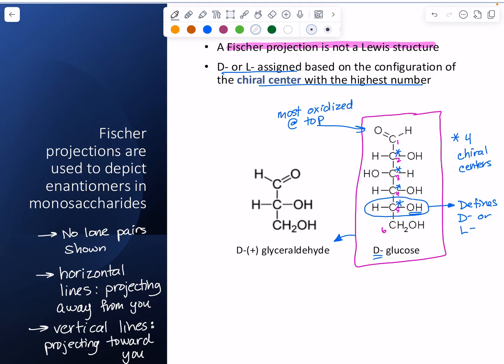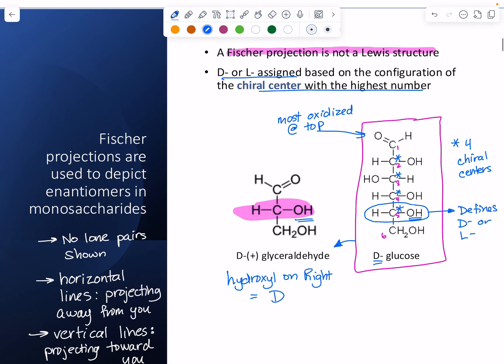So the D or L designation in glyceraldehyde, if you recall, was at the chiral center. And if in a Fischer projection we have the hydroxyl on the right side, hydroxyl on the right, that is equal to the D isomer.